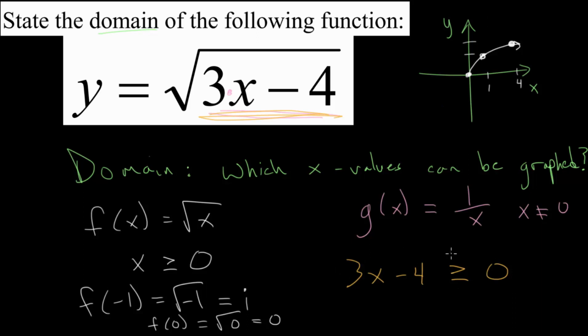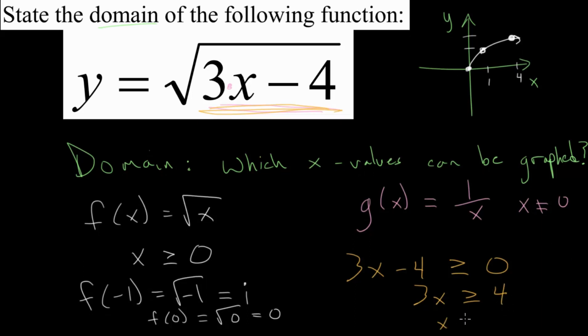And from here, we can just solve for x. We can add 4 to the other side, so that 3x is bigger than or equal to 4. And lastly, dividing everything by 3, we find that x is bigger than or equal to 4/3. And once we think we have an answer here, we think this will be our domain, the x values which we can actually graph, we can test this out.